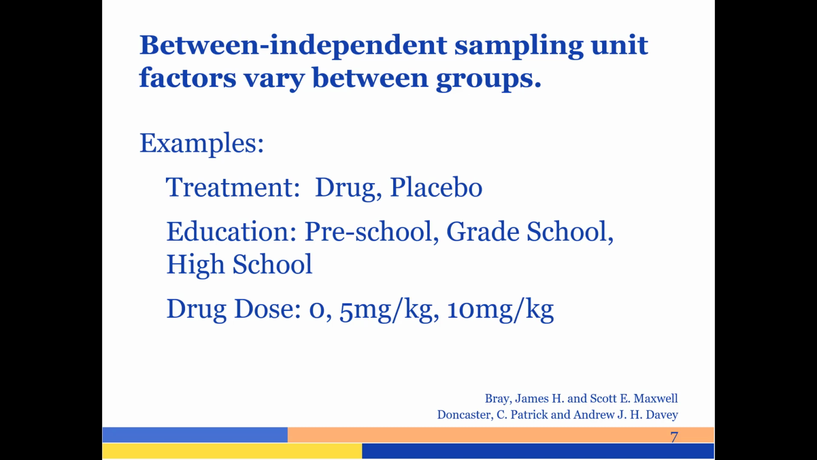Between factors, on the other hand, have only one value assigned to the independent sampling unit and vary between groups. For example, independent sampling units are either getting a drug intervention or a placebo, or are currently at different grade levels, or they are getting different dosages of drugs based on their group.